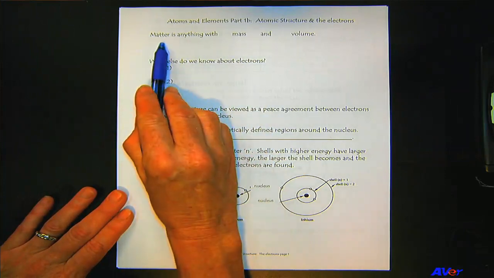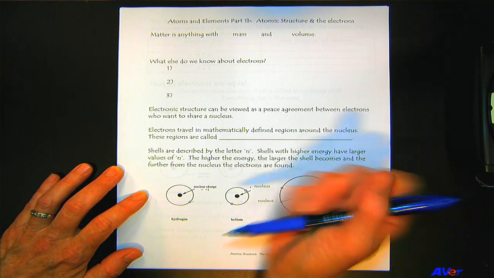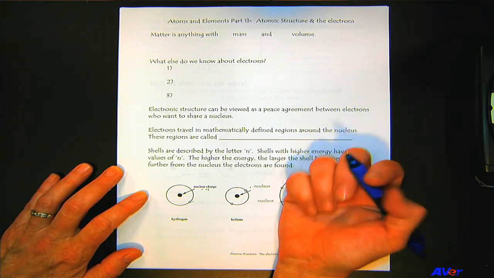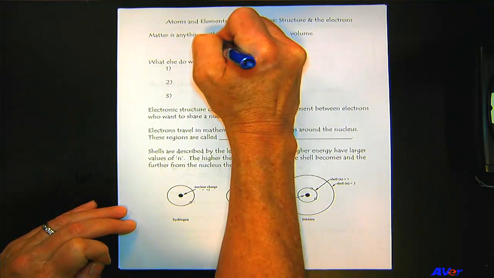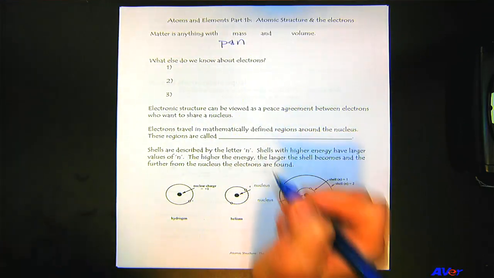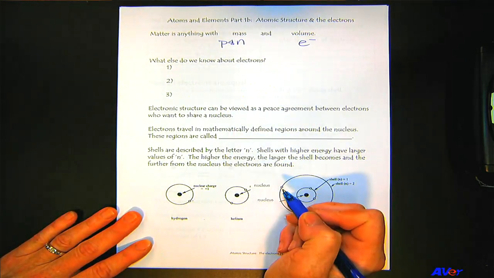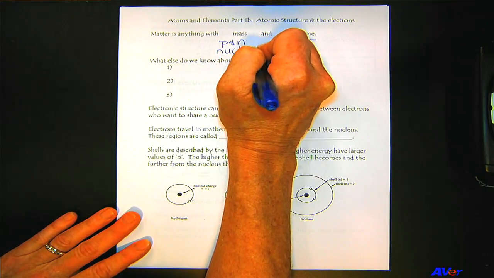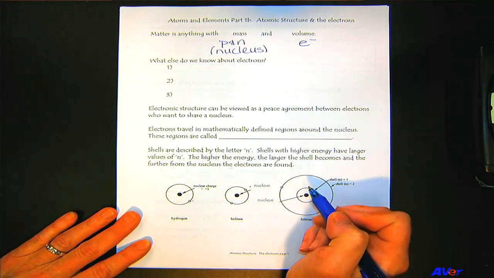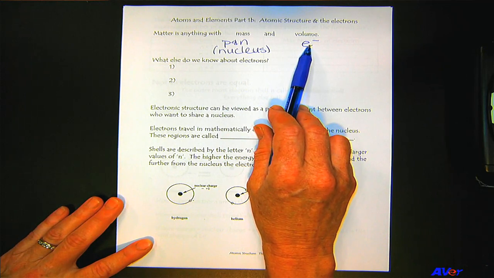Let's get started. All right, so we remember that matter is anything with mass and volume, and we want to connect that with what we know about the structure of atoms. So we know within the atom that it's the protons and the neutrons that create the mass and the electrons that create the volume. And of course, the protons and the neutrons are localized in the nucleus. All right, so we've already covered that pretty well. Let's look a little more closely at the electrons.